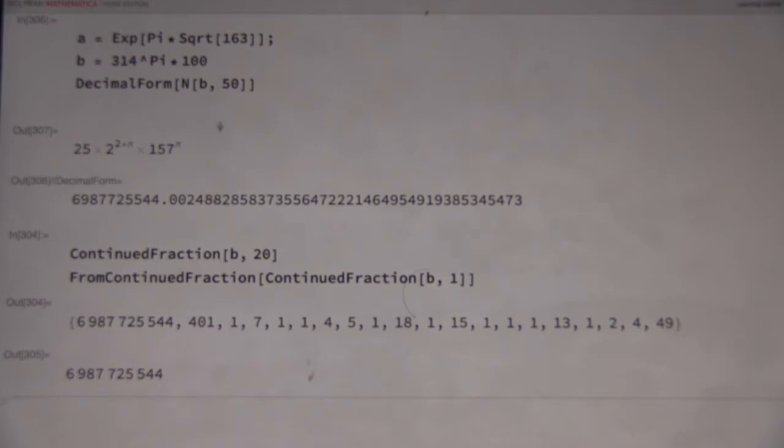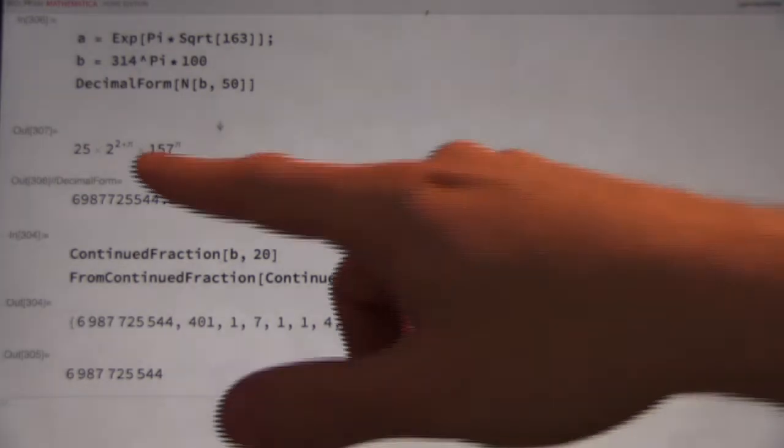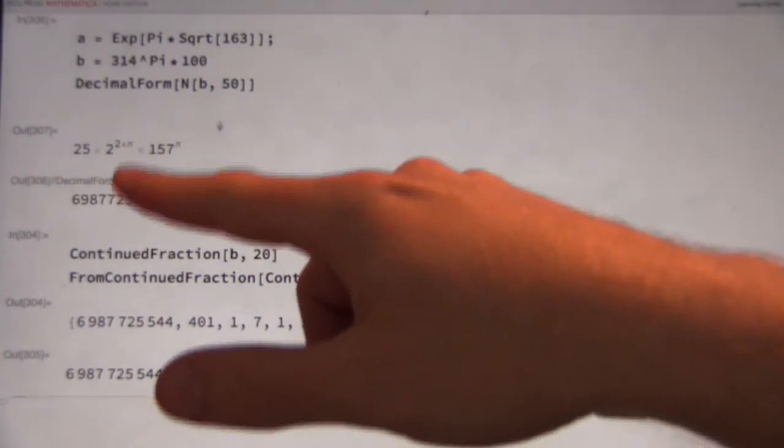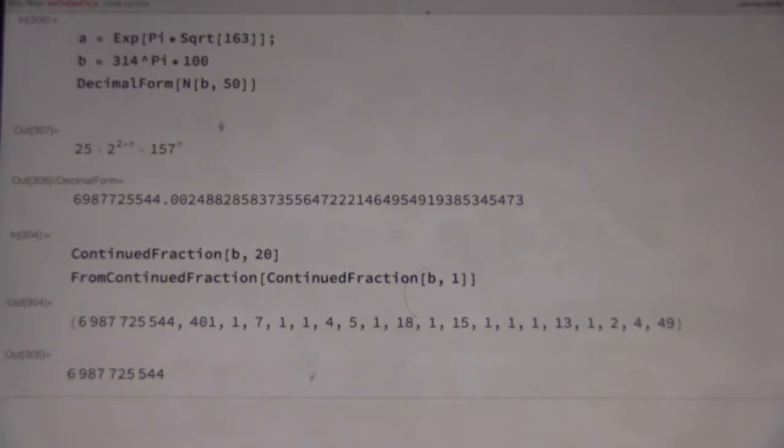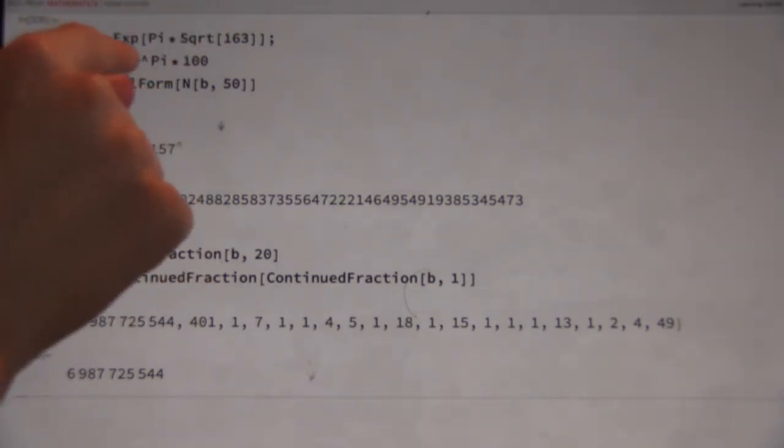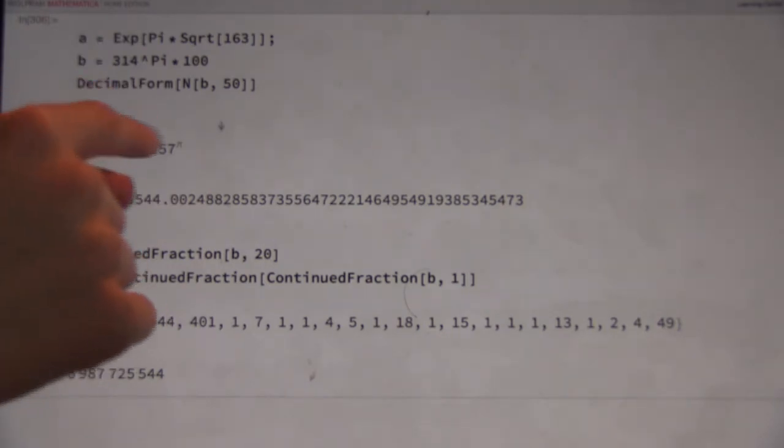So that's actually an interesting number. Why do you think 314 to the pi power, whole thing times 100, is equal to this: 25 times 2 to the 2 plus pi power times 157 to the pi? Well, 314 is like pi times 100 basically. Uh-huh. But this is pi exactly. So it might have factored 314 and then split it into these two parts.